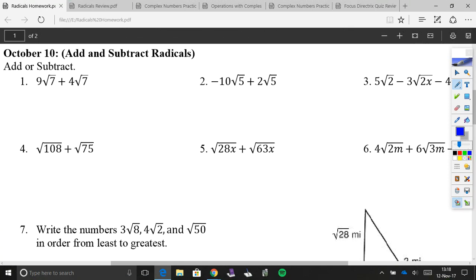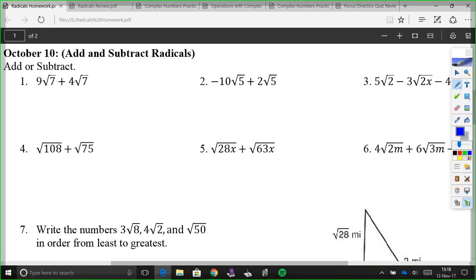If I move on to October 10th homework. Okay. All right, now this is adding and subtracting. So if they're like radicals, you can add them together. If they're not like radicals, you can't. Or at least you'll have to simplify it first.